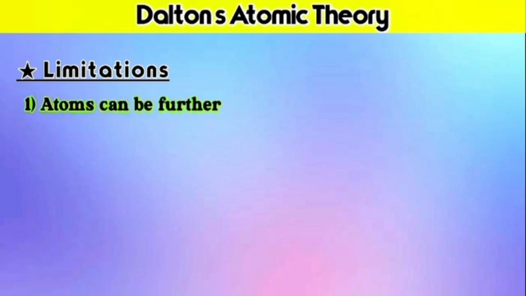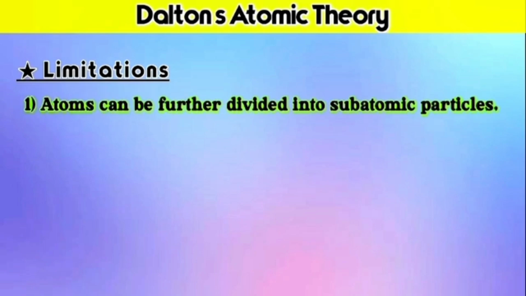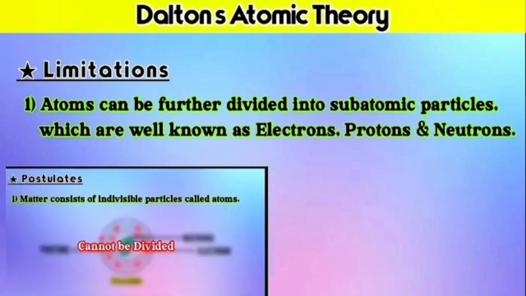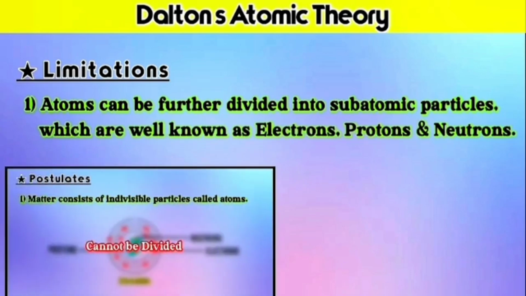Dalton's atomic theory was one of the vital contributions in discovering the nature of matter, but this theory also has some limitations, or we can call them drawbacks. So let's see what the limitations were. The first limitation was that atoms can be further divided into subatomic particles, which are well known as electrons, protons, and neutrons. I already told you in the first postulate that at that time Dalton proposed in his theory that atoms are indivisible.